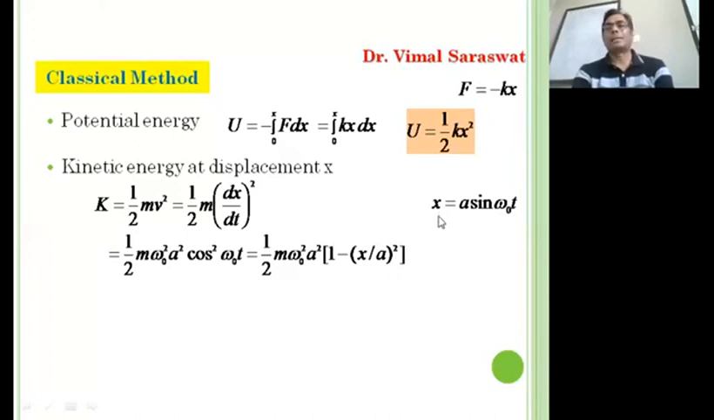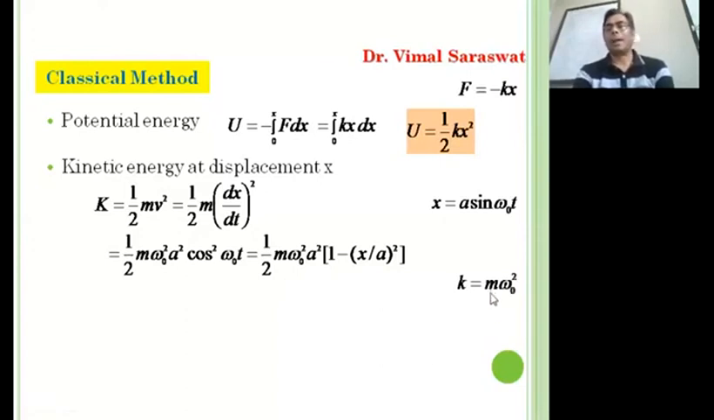Since x is equal to a sin omega naught t, and hence sin omega naught t is equal to x by a, and cos omega naught t will be root of 1 minus x square by a square. So the value of cos square omega naught t will be 1 minus x square upon a square, and hence K is equal to half m omega naught square a square, and in bracket 1 minus x upon a whole square.